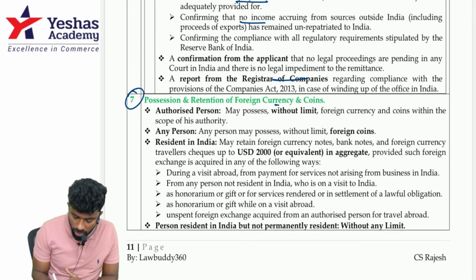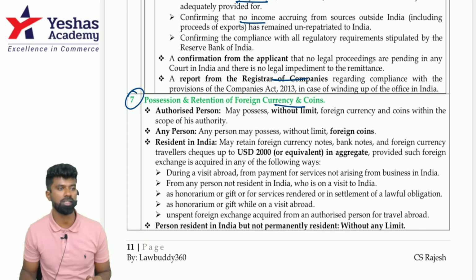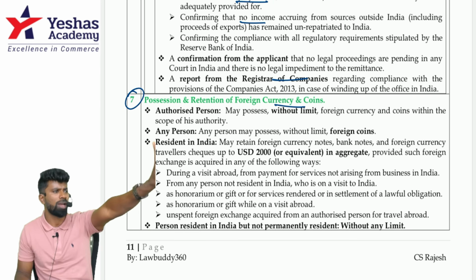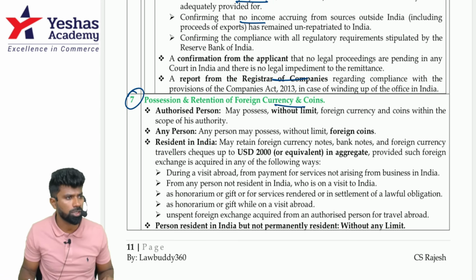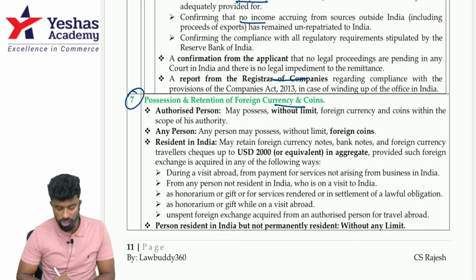Possession and retention of foreign currency and coins. Based on this, they asked questions in previous examinations. Three more topics, not three more, maximum four topics, and we are done with this chapter. Clear? Concentrate. Let's start. Possession and retention of foreign exchange.